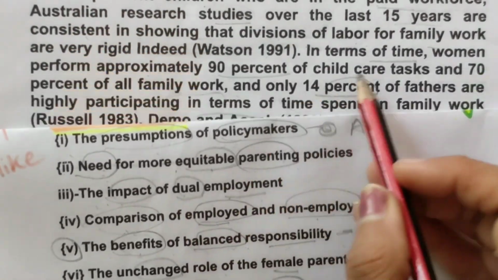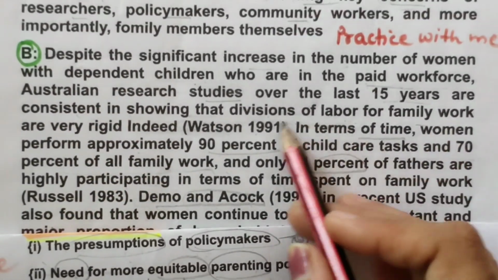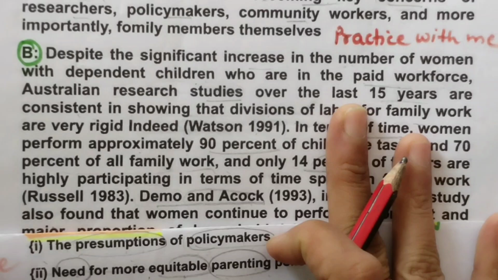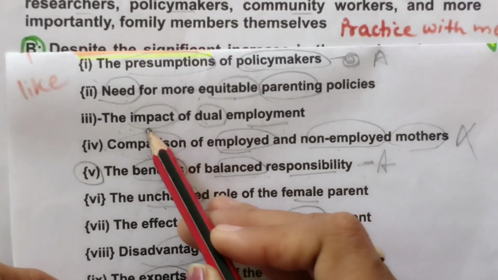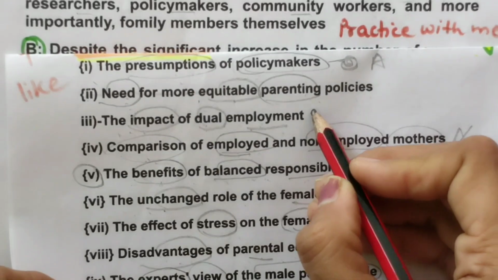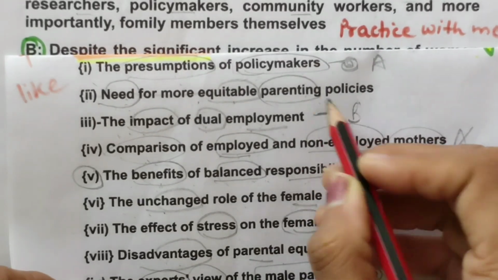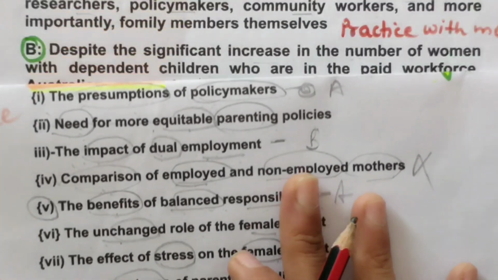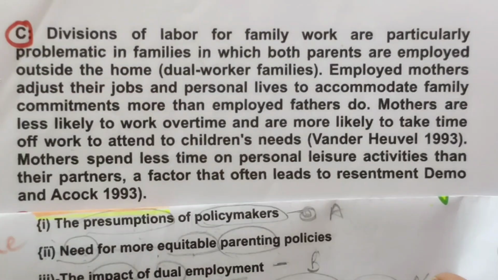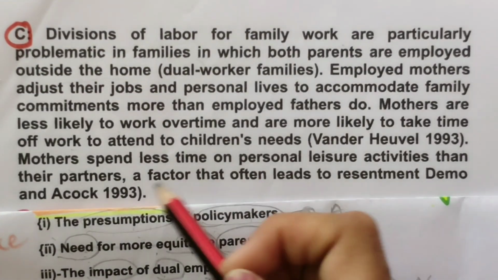I think they are talking about employment here, because of both the data they have given. Impact of dual employment, we can select it for B number. The others are not matching properly. I'm just telling you. Now, C paragraph.